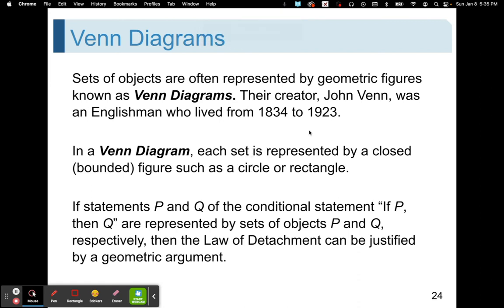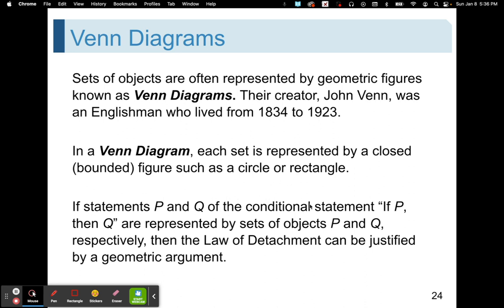Venn diagrams, probably not something we need to review much because you've been using them through middle school and high school and probably into college in different areas, so not a big deal. But sets of objects are often represented by geometric figures known as Venn diagrams. They were created by John Venn, an Englishman who lived from 1834 to 1923. In a Venn diagram, each set is represented by a closed or bounded figure, such as a circle or a rectangle.